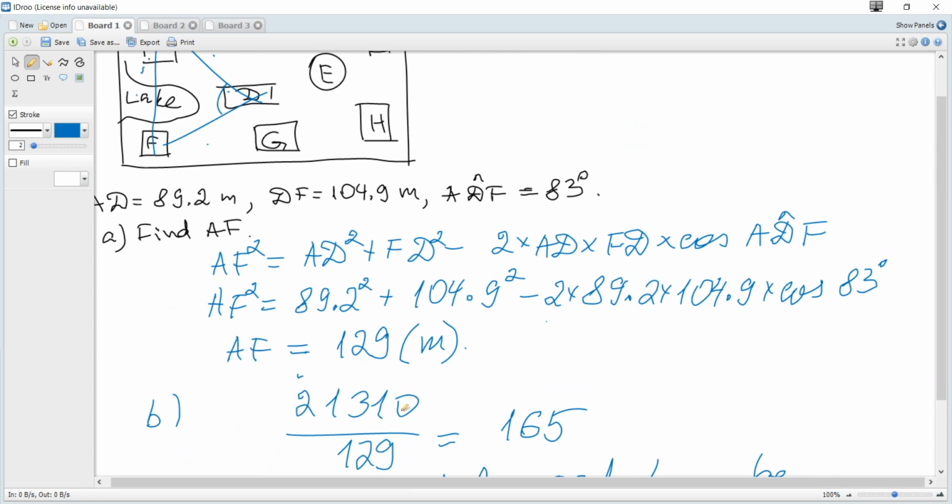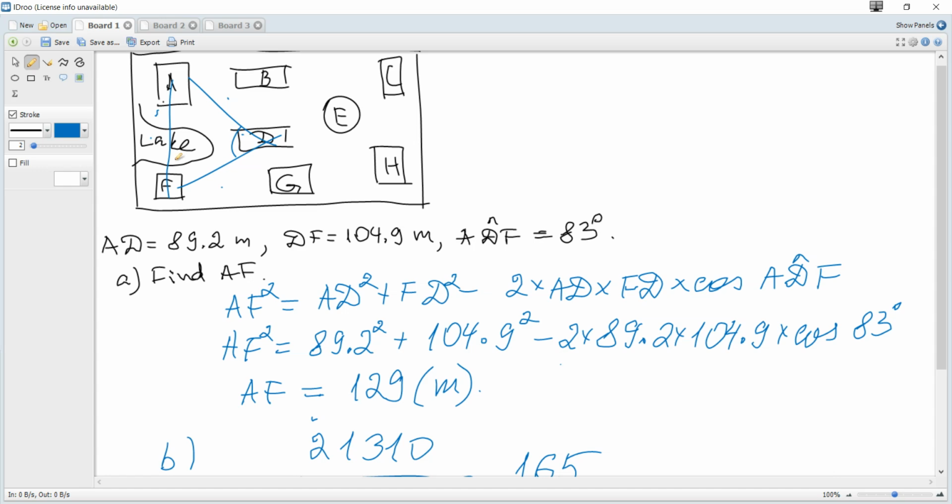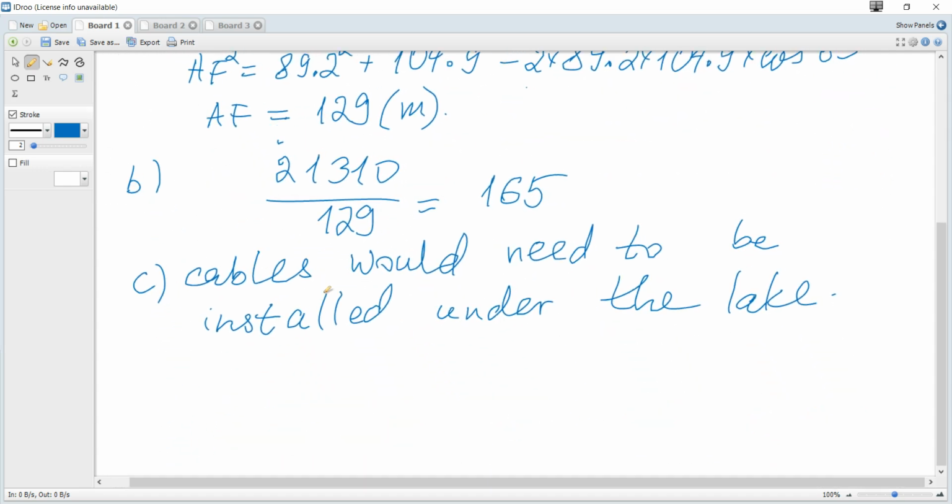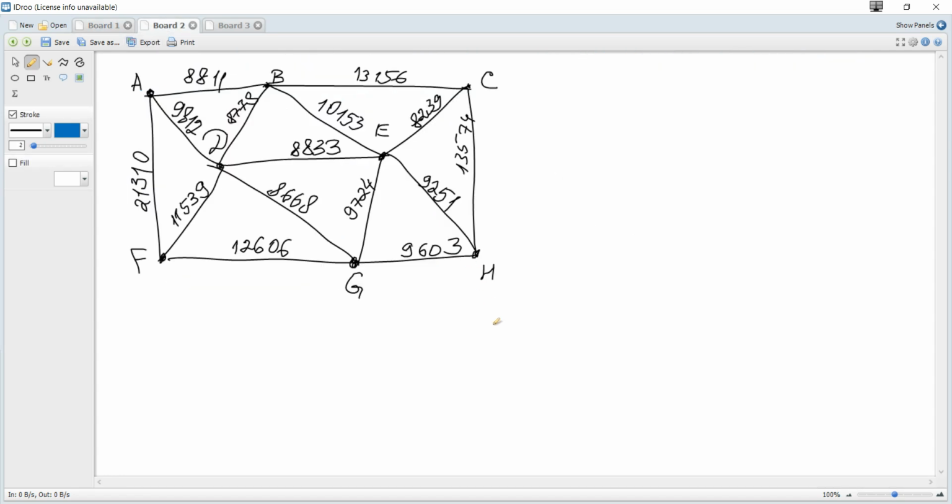And Jonas estimates that it will cost $110 per meter to install the cables between all other buildings. And question C, state why the cost for installing the cable between A and F would be higher than between the other buildings. 1 mark, and you can see it's because there is a lake in between, and any reasonable answer, for example, is because cables would need to be installed under the lake or under the water.